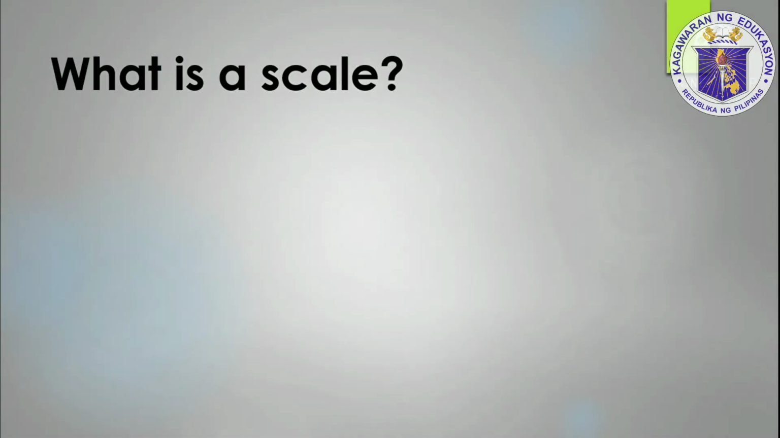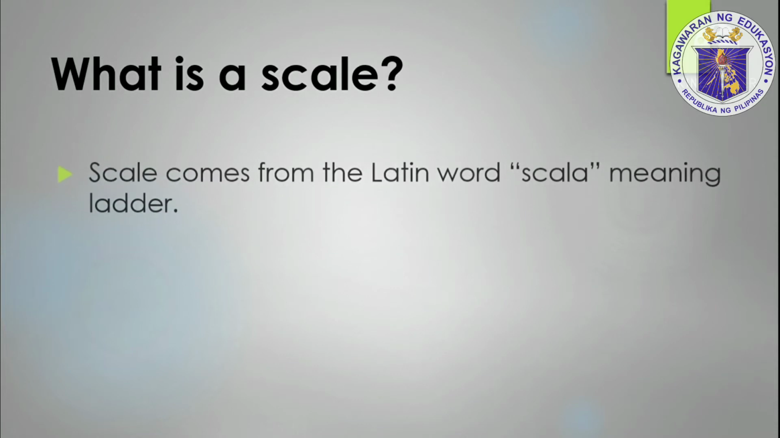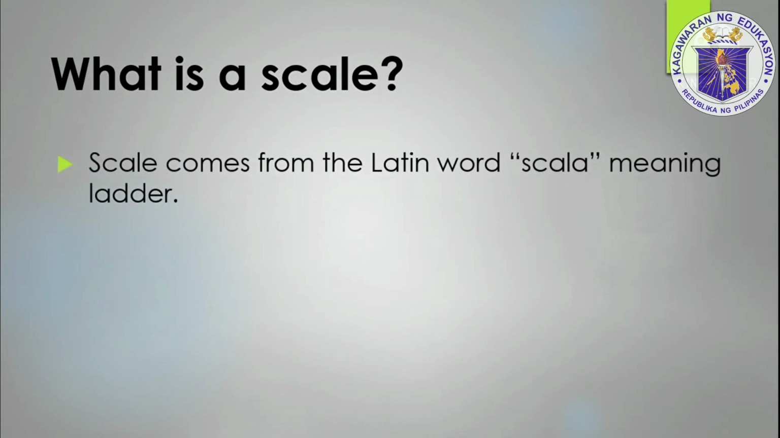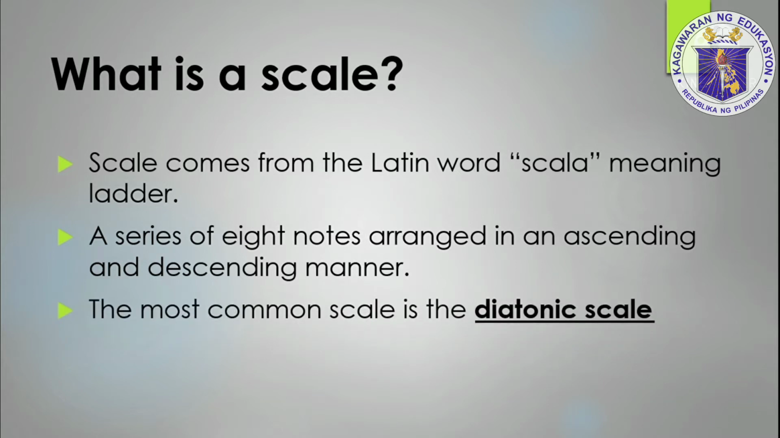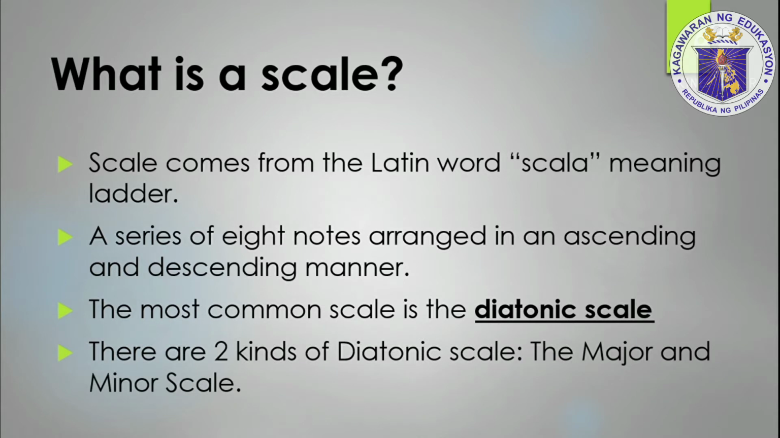Let's talk about scale. A scale came from the Latin word scala, meaning ladder. In music, it is a series of 8 notes arranged in an ascending and descending manner. The most common scale in music is the diatonic scale. There are two kinds of diatonic scale, the major scale and the minor scale.